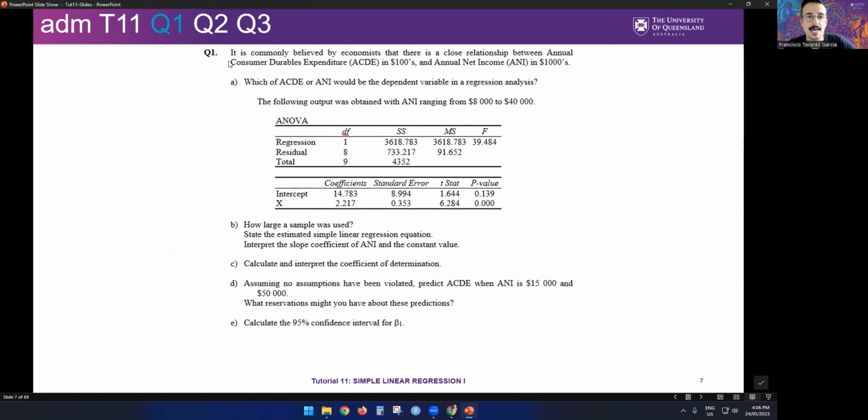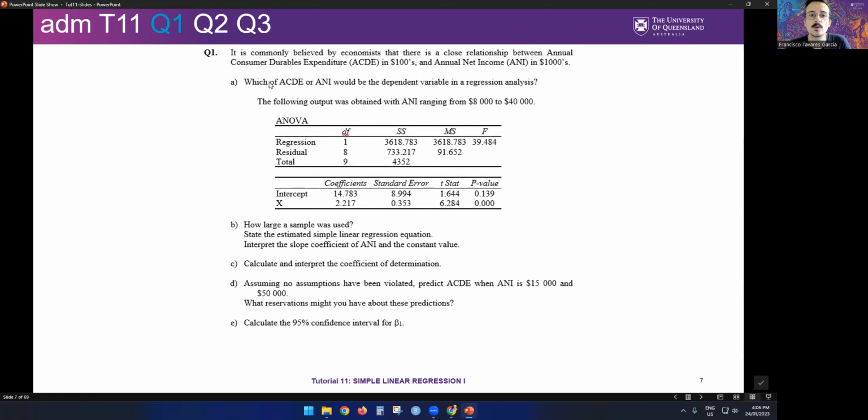First, it is commonly believed by economists that there is a close relationship between annual consumer durables expenditure, so the amount of money they spend on consumer durables, and annual net income. So income is what they receive, right? So the first one, expenditure in hundreds of dollars and income in thousands of dollars.